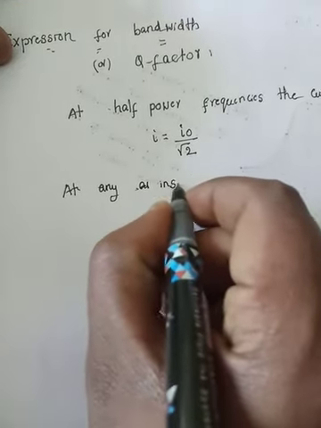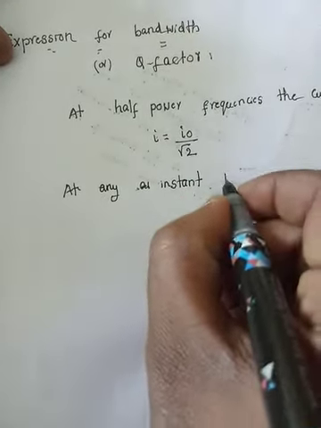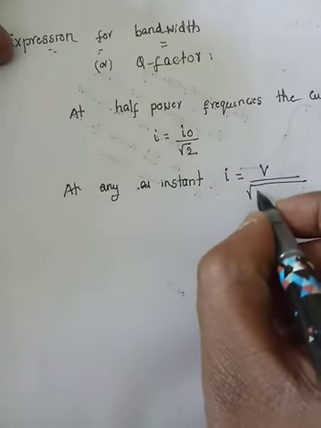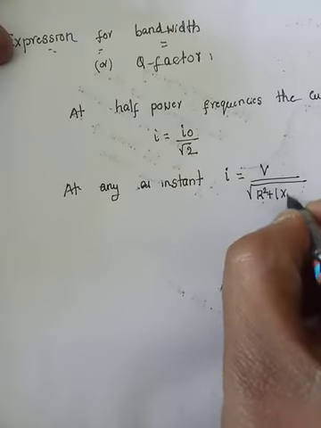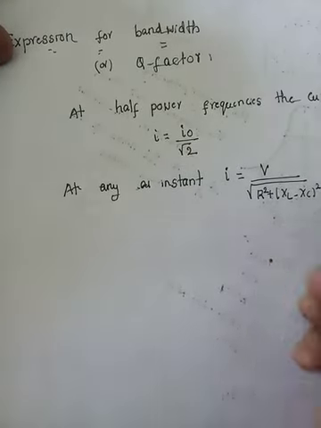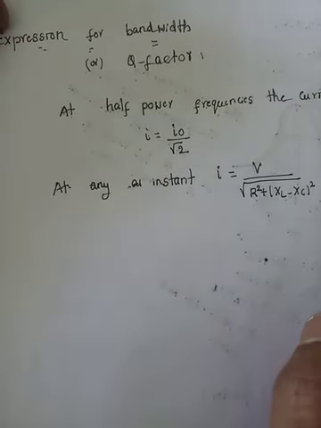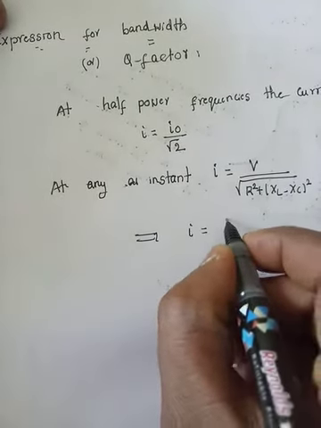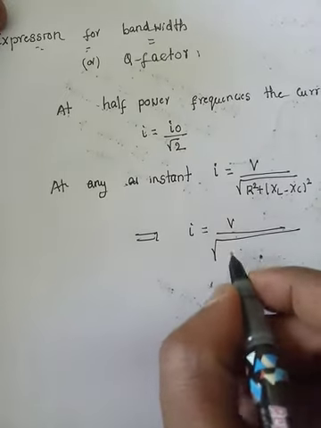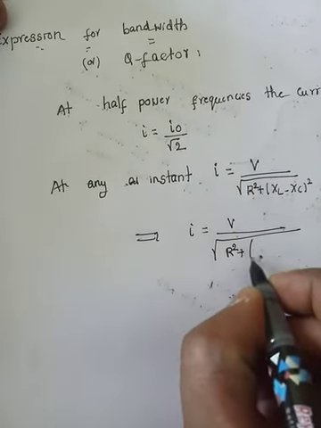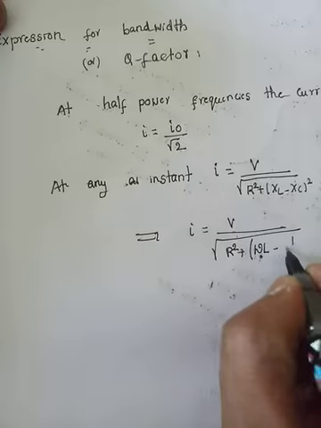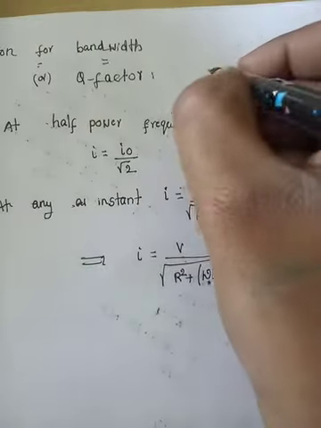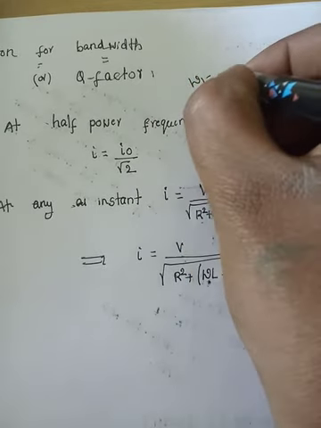At any instant, we already derived the expression, right? What is that? I is equal to V by Z, root of R square plus XL minus XC whole square. If you rewrite this formula again, I is equal to V by root of R square plus, what is XL? Omega L minus 1 by omega C, whole square. We already derived the expression for half power frequency. Omega 1 is equal to what?